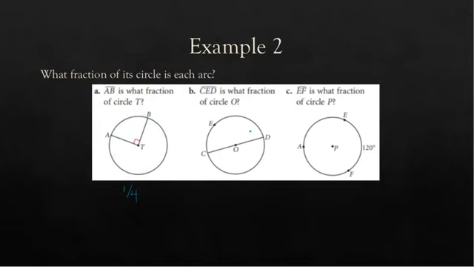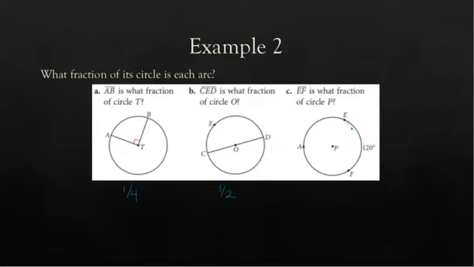What about CED? What fraction of the circle is that? Well, it looks like a semicircle. It's half. We also know that this straight line is 180 degrees, and 180 degrees is half of the 360 total.